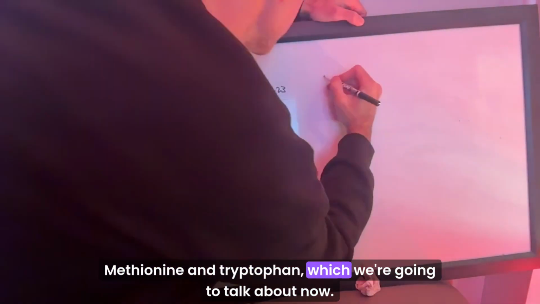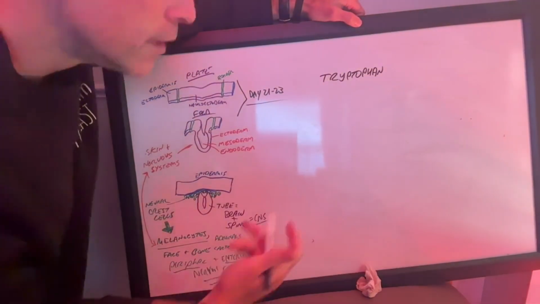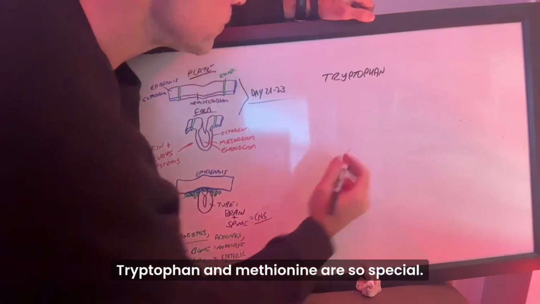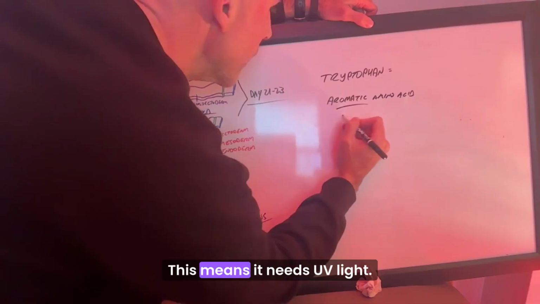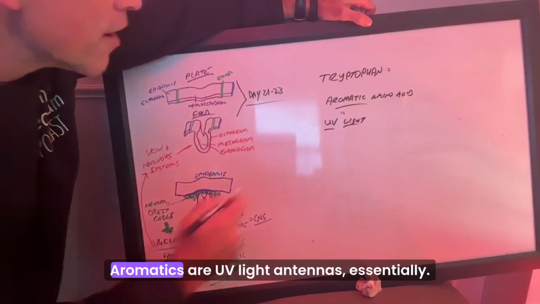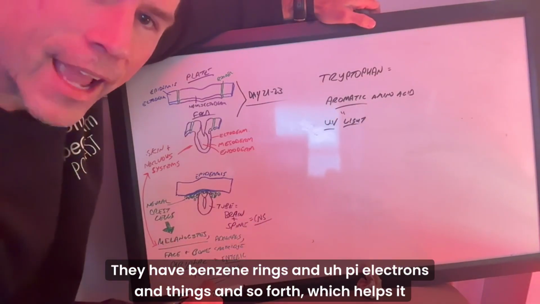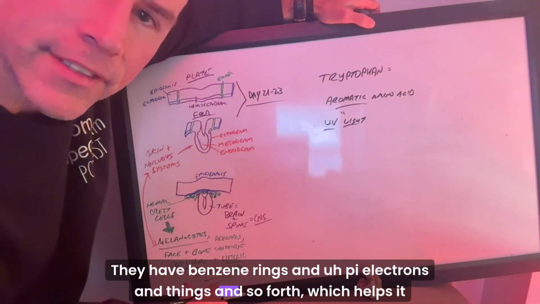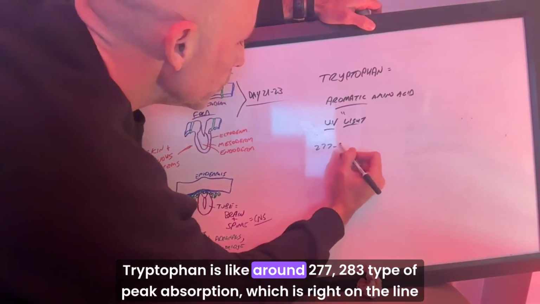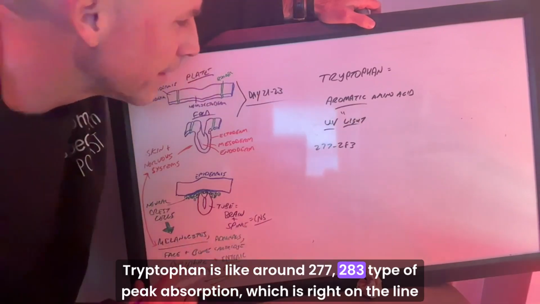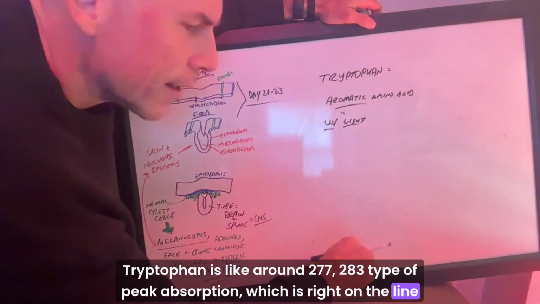Methionine and tryptophan, which we're going to talk about now. They are fantastic amino acids because they only have one codon. Tryptophan and methionine are so special. You know this is an aromatic amino acid. This means it needs UV light. Aromatics are UV light antennas, essentially. They have benzene rings and pi electrons and so forth, which helps it synthesize. Tryptophan is like around 277, 283 type of peak absorption, which is right on the line of UVB.